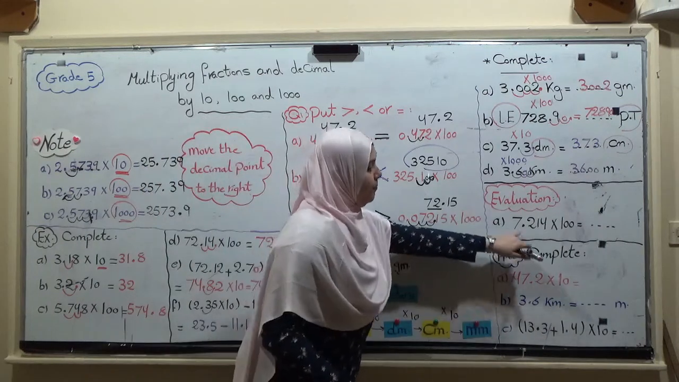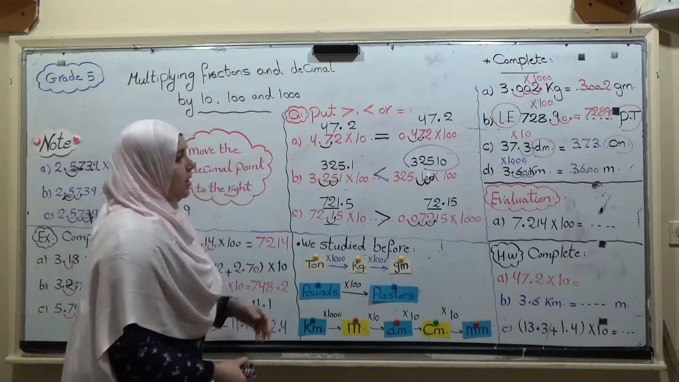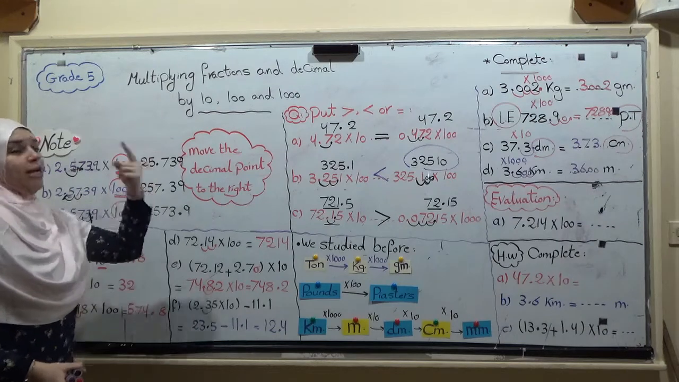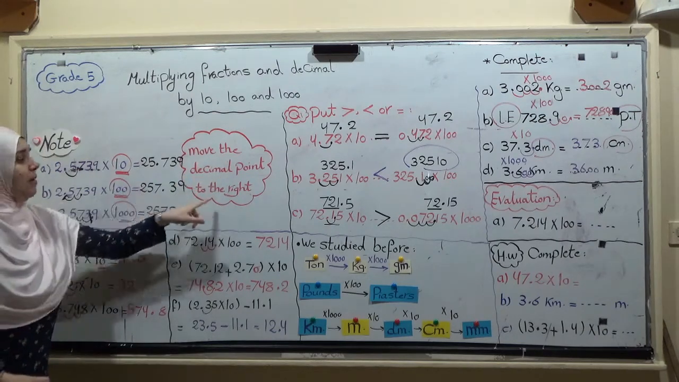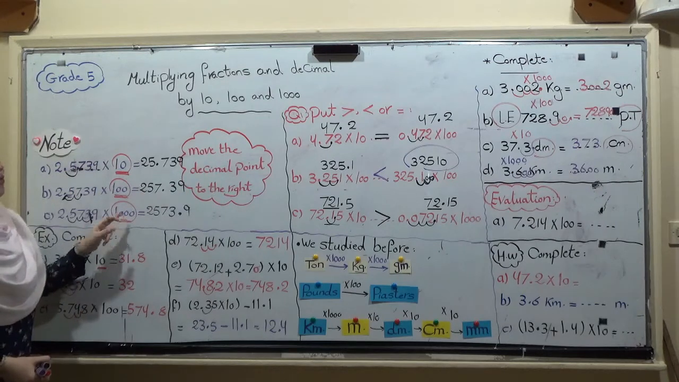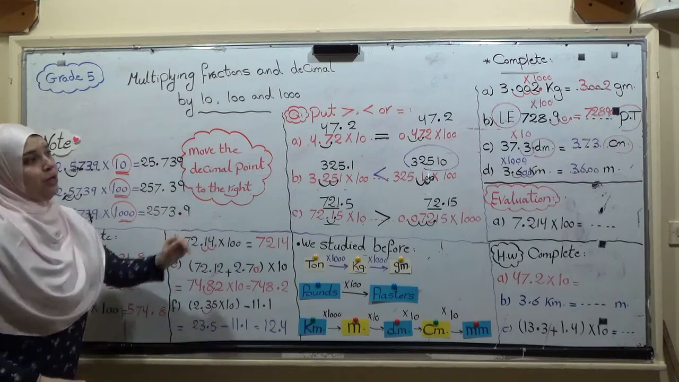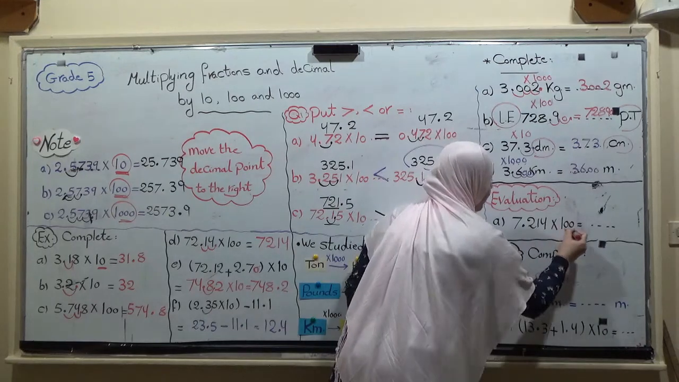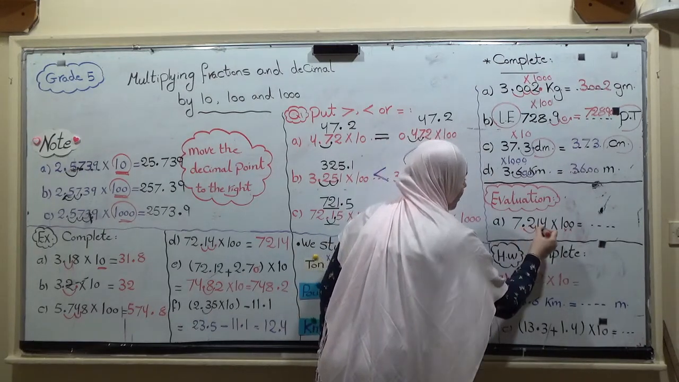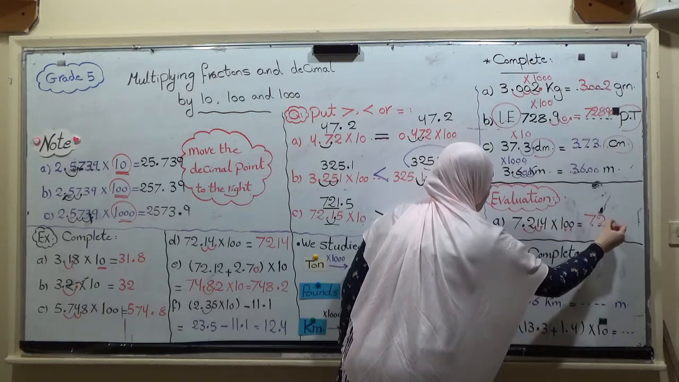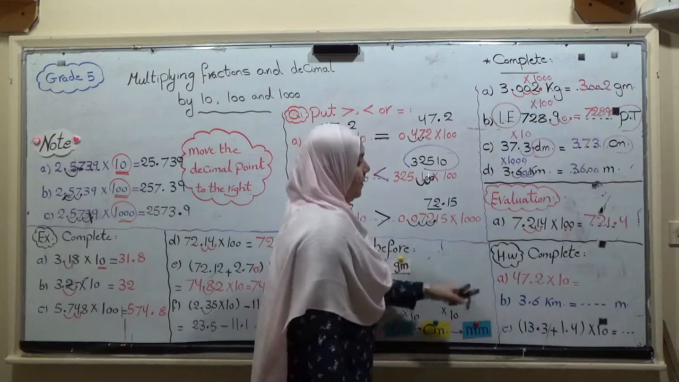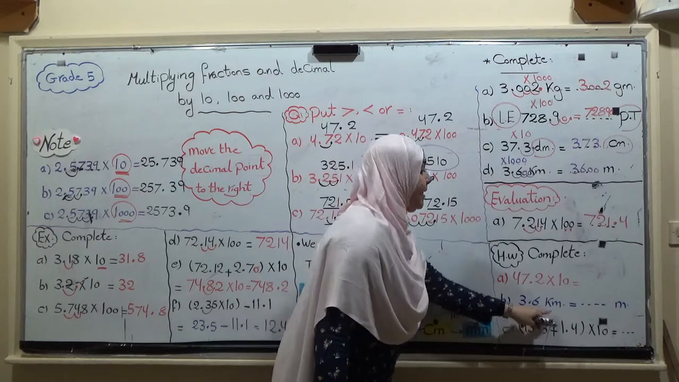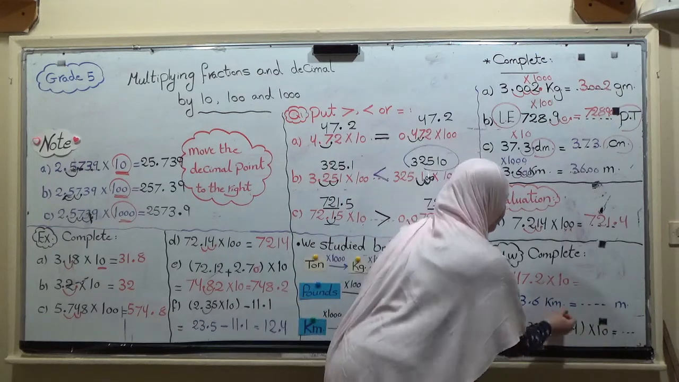In this evaluation, 7.214 multiplied by 100. Mrs. Shayma said before, when I have the decimal number multiplied by 10, move the decimal point to the right 1 digit, multiplied by 100, move the decimal point 2 digits to the right, multiplied by 1000, move the decimal point 3 digits to the right. 7.214 multiplied by 100, move the decimal point 2 digits to the right, 1, 2, 721.4.